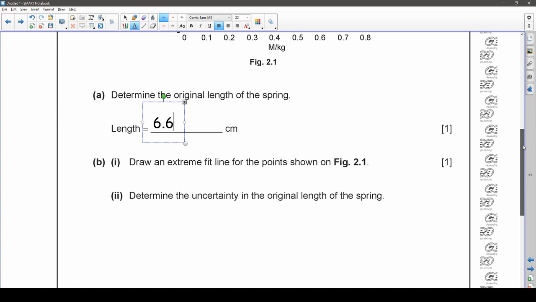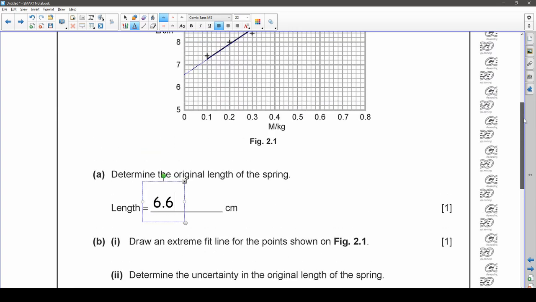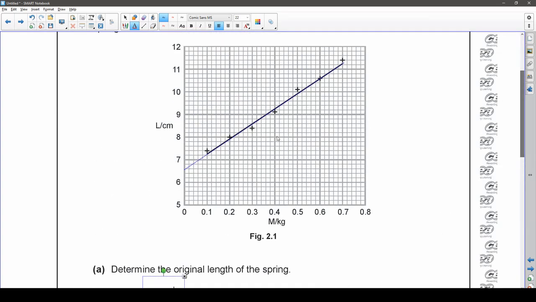Draw an extreme fit line for the points shown on figure 2.1. Right, extreme fit lines are something that generally cause a little bit of a problem, because extreme fit lines are like the worst possible line you could draw, but still plausible. Like the worst possible line I could draw for this is, like, that's a best fit line, isn't it? You know, there. 3 on this side, 3 on that side. That's what you're taught about best fit lines, aren't you? Draw a line that's got as many points on one side as the other. But that's not the right answer here.